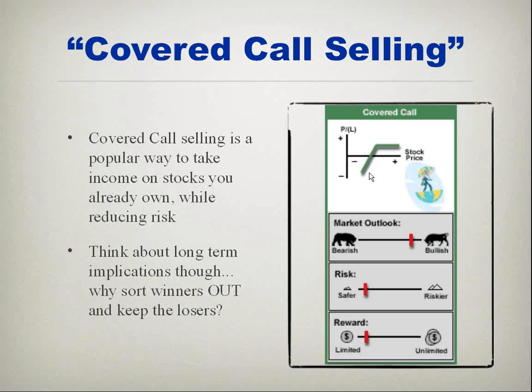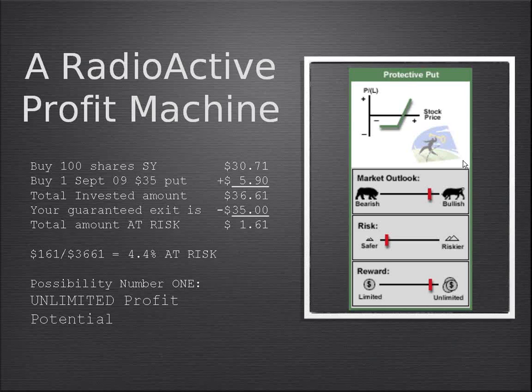It's a sorting machine. The losers end up staying with you and the winners end up getting called away. It doesn't follow that axiom of cutting your losers short and letting your winners run without aggressive management as the stocks are fluctuating in price. So what the radioactive profit machine, the protective put, the unique setup we use for the married put position, forces us into a position where we're cutting our losers short. We can't lose more than single digits on the position, and then we still have an unlimited upside profit potential.